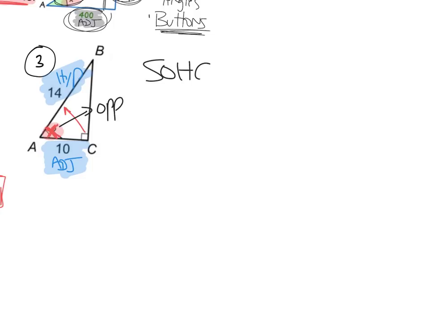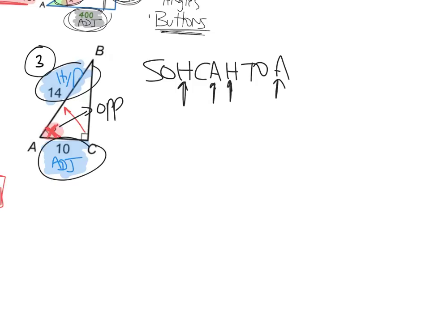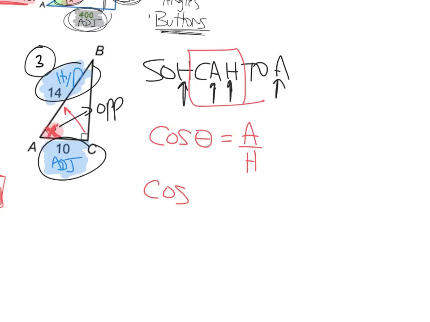So I'll write out my SOHCAHTOA and label the active sides. I have the hypotenuse. I have the adjacent, so this one is going to be a cosine because I have both parts to the rule. I'm going to write out the rule. The cosine of theta equals adjacent over hypotenuse. And now I'll substitute in the cosine of theta, the cosine of the angle, so the angle is x. That equals the adjacent, which is 10, over the hypotenuse, which is 14.